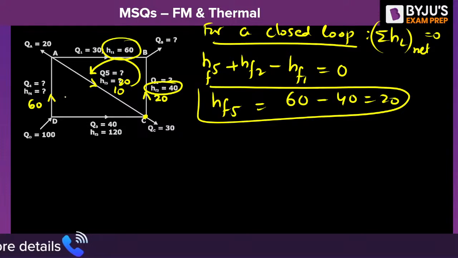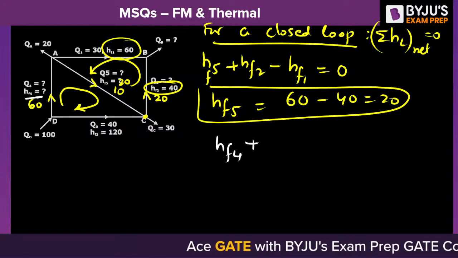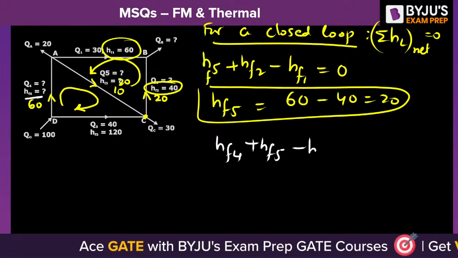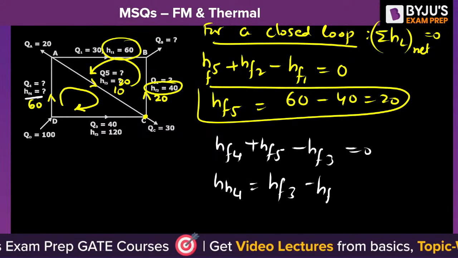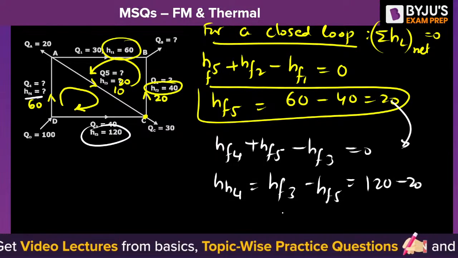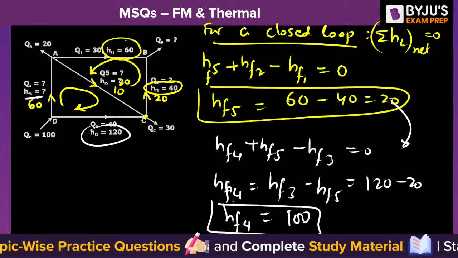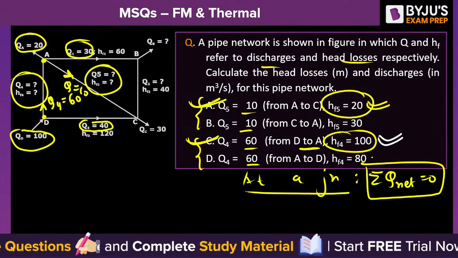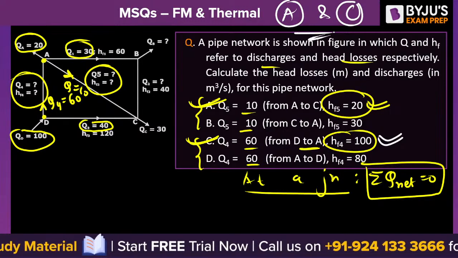Similarly, for this loop, we can say HF4, if we are moving in the direction of flow we are taking it as positive, plus HF5 minus HF3 is equal to 0. So HF4 is equal to HF3 minus HF5. What is HF3? That is 120, minus HF5 which is 20. So HF4 is equal to 100 units. Are you getting it? So option A and C will be the correct answer for this one.